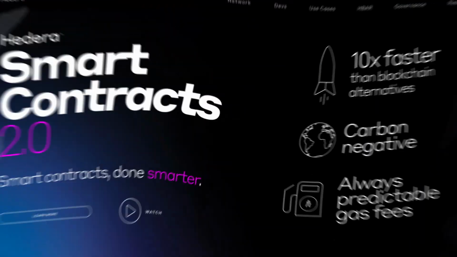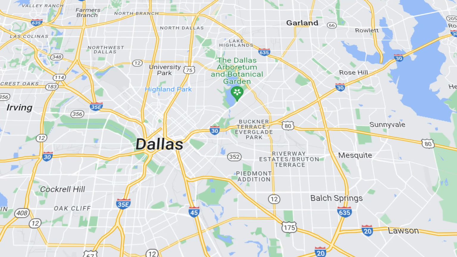Hedera Hashgraph, also referred to by its token symbol HBAR, was founded here in Dallas, Texas in 2018 by Dr. Leemon Baird and Mance Harmon. And apart from having a really cool name, Hedera Hashgraph is one of the few distributed ledger technologies that is not a blockchain. Well, what do you mean it's not a blockchain?